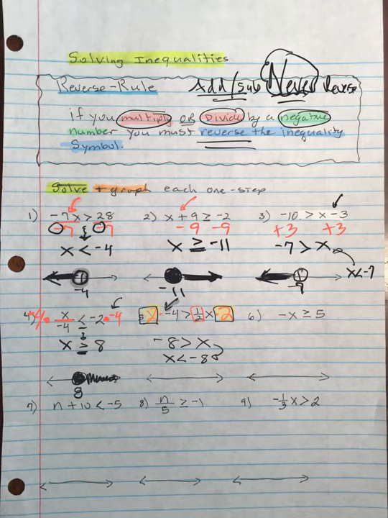So notice I rewrote that. So all numbers less than -8 would be to the left, right? Because numbers that are getting smaller are less than. Numbers that are getting bigger are greater than.